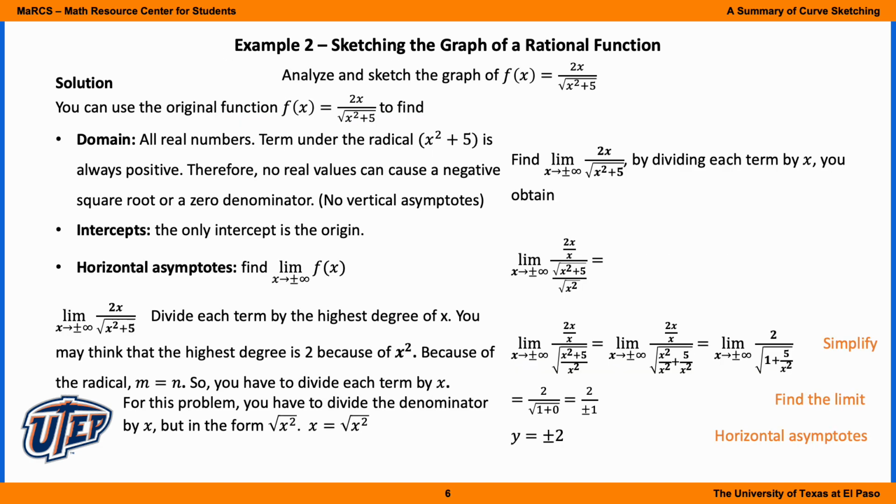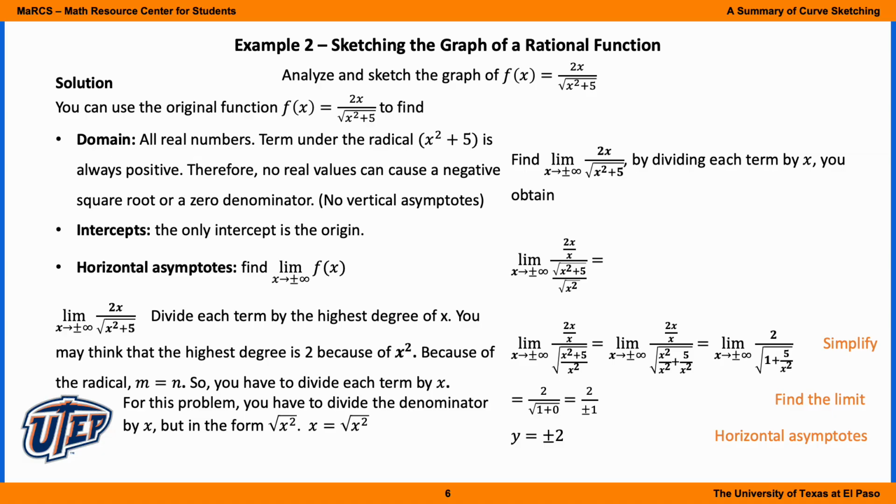Here's another example of sketching the graph of a rational function. So we have f of x is equal to 2x divided by the square root of x squared plus 5. Now using the function f of x, we can find the domain, the intercepts, and the horizontal asymptotes. So the domain will be all real numbers because the term underneath the radical, x squared plus 5, is always positive. Therefore, no real values can cause a negative square root or a zero denominator. So that means we will have no vertical asymptotes.